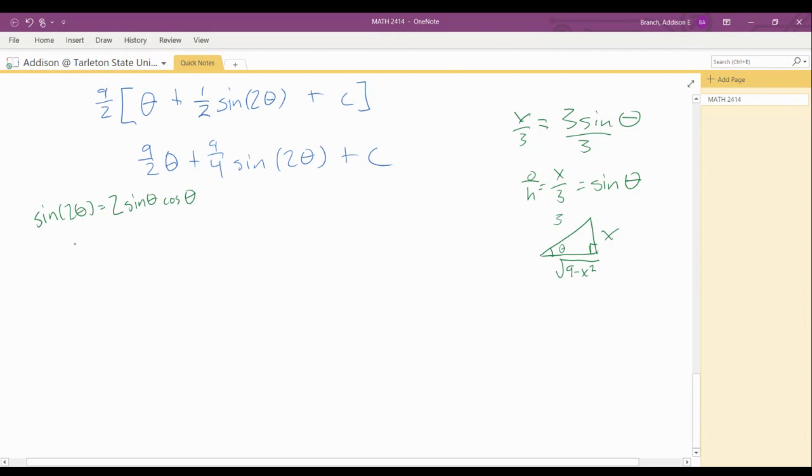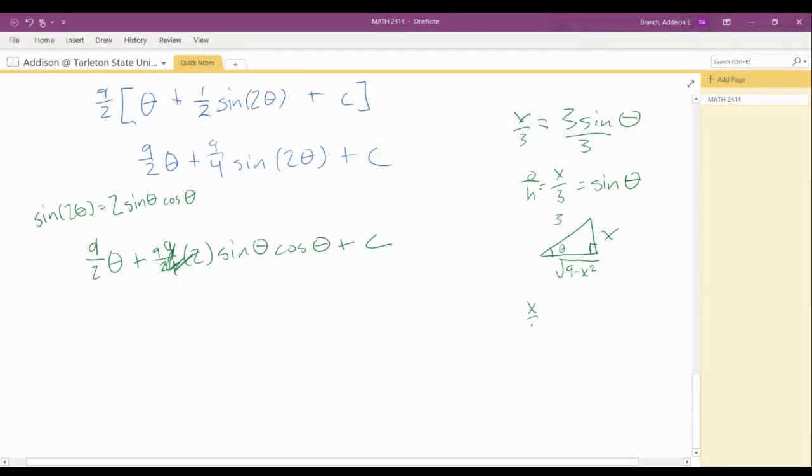So we can go ahead and plug that back into our formula to get us 9/2 theta plus 9/4 times 2 sine of theta cosine theta plus c. All right, so now we're getting close. Let's just go ahead and change that to a 9/2 while we're at it. All right, so let's go ahead and solve. So right here we just have a plain theta, so we can't really use our triangle for that, but we can use our original identity to solve for that.